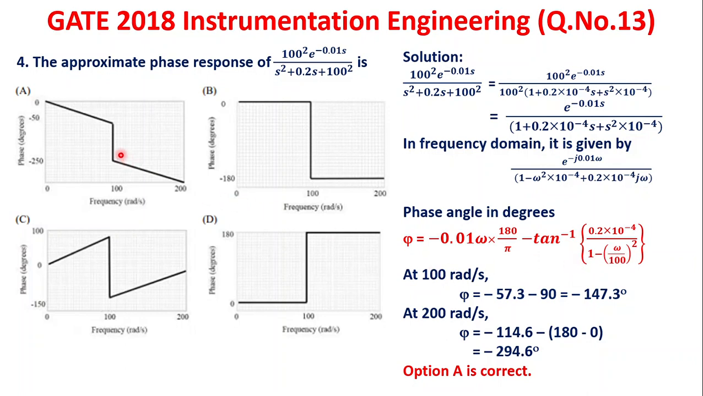Now we want to see at 100 radian per second and 200 radian per second, because they have given the values at 0, 100, 200 everywhere for all the combinations. So let us find out at 100. If we substitute this 100, we will get minus 57.3, and if we substitute 100 here, 1 minus 1, so this will be 0. So tan inverse of finite by 0 is infinity, 90 degrees, so minus 147.3. So at 100 radian per second you can find minus 147.3 will be maybe somewhere here.